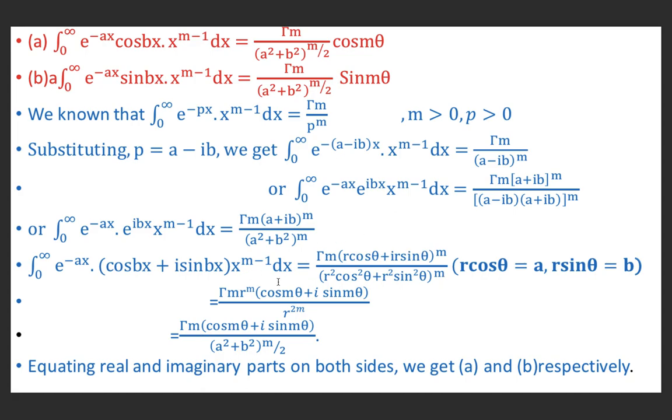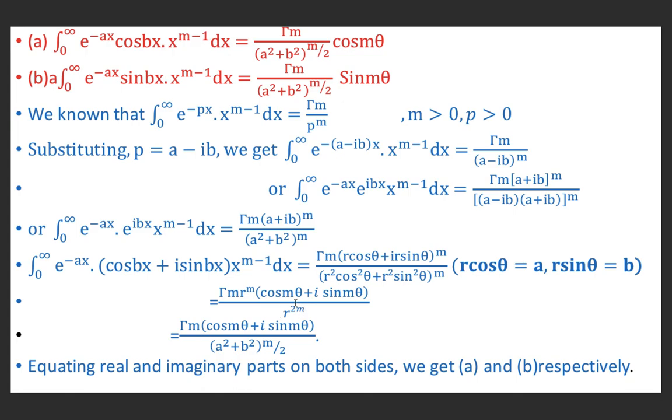R can be taken outside. So r raised to m times (cos theta plus iota sin theta) whole raised to m. This is, by De Moivre's formula, cos m theta plus iota sin m theta, because (cos theta plus iota sin theta) whole raised to m is cos m theta plus iota sin m theta. In the denominator, if we take r square outside, it will be r raised to 2m. Inside we have cos square theta plus sin square theta, which is 1. So we are left with gamma m. Here it is r raised to power m, here it is r raised to power 2m. So in the denominator we are left with r raised to power m only. And so gamma m times (cos m theta plus iota sin m theta).